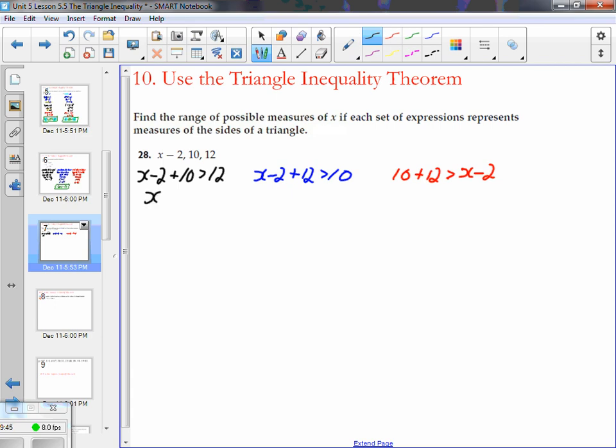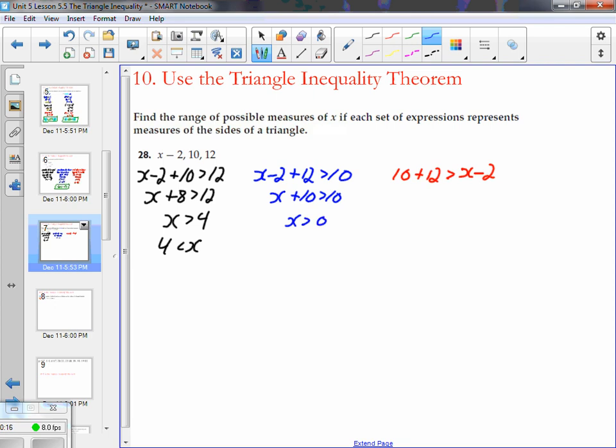Let's see, on the left here, that'd be x plus 8 is greater than 12. So x is greater than 4. We tend to like less than. So 4 is less than x. Try the one in the middle. x plus 10 is greater than 10. x is greater than 0. Is that helpful? Not really.